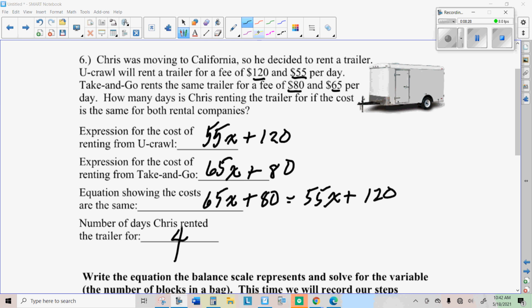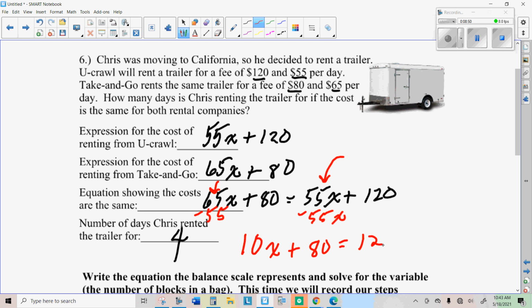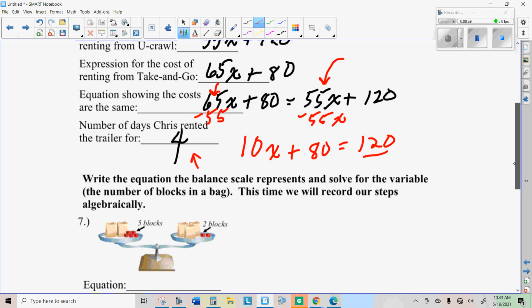Here are your answers. I'm just going to go through this one more time, how you solve when you have the variable on both sides. You have to eliminate the variable on one side, so there's 55 bags on this side, 65 on this one. Let's just take away 55 bags from both sides. That gives you 10 bags left on this side, plus 80 equals 120. Now you can just backtrack. 120 minus 80, divided by 10 to get 4. All right.